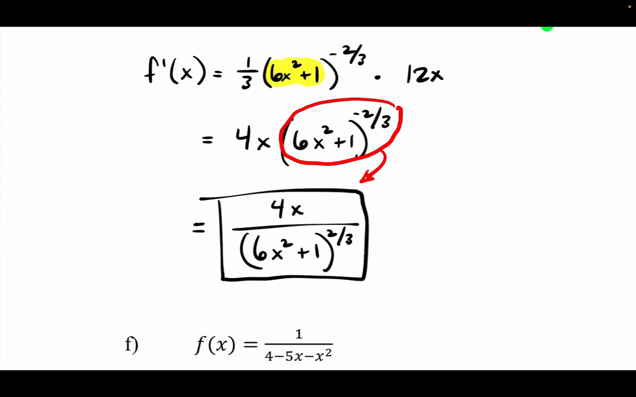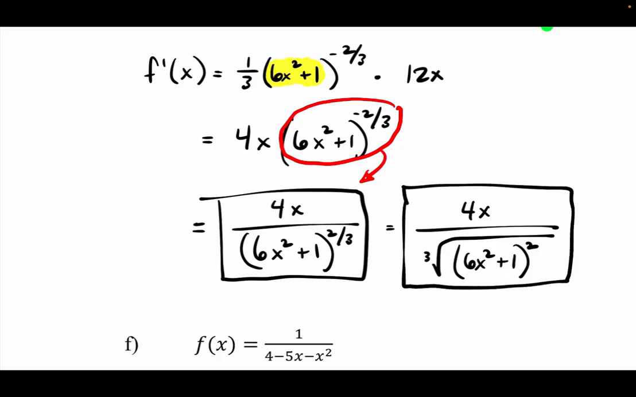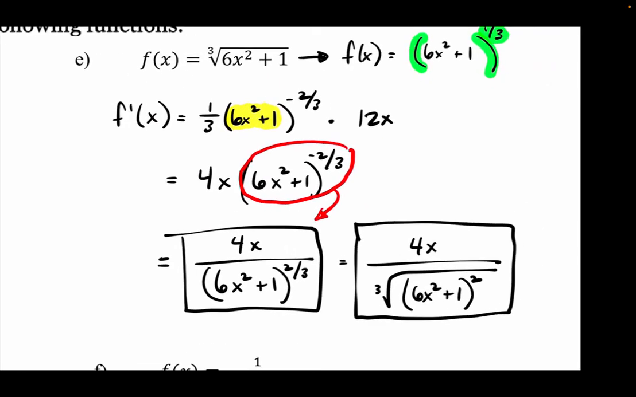You can move the root back in. So another way to write this is like this. The third root of 6x squared plus 1 squared. That's another way to write it. Could you go back to the top? Thank you.